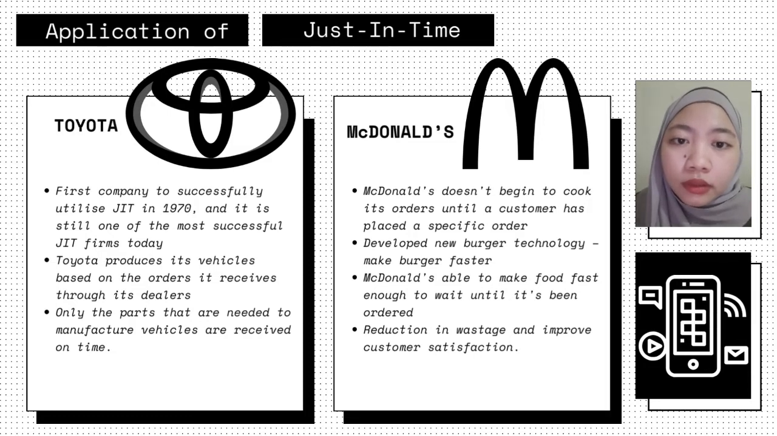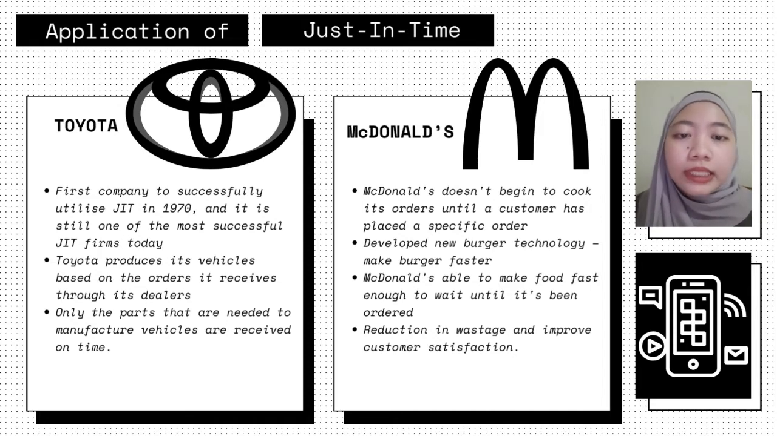McDonald's, since it's a fast food chain, will not be assembling the hamburgers or the cheeseburgers unless they receive an order from the customer itself. They have developed new burger technology which will improve customer satisfaction as well as reduce the wastage in the making of the product itself. So McDonald's is able to make food fast enough to wait until it's been ordered.